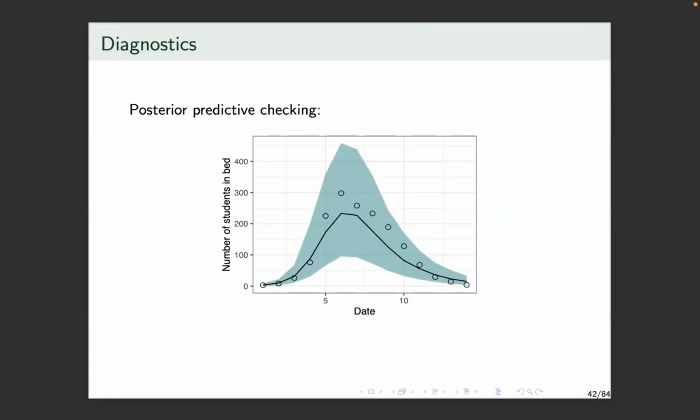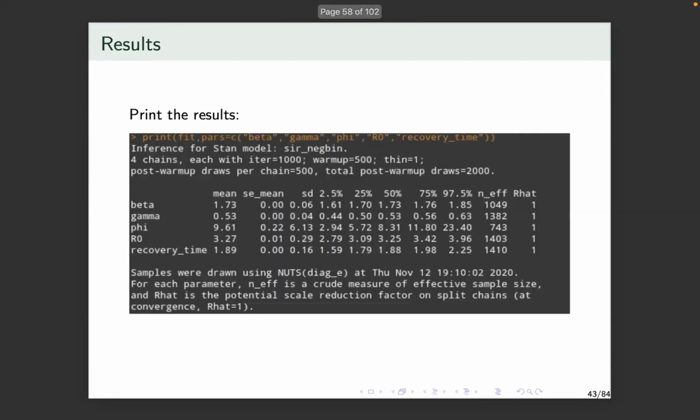And finally, we can run the posterior predictive check. So we have now estimated all the parameters, and using those posteriors, we can run the predictions forward and see if those predictions agree with the observed data, and they do.